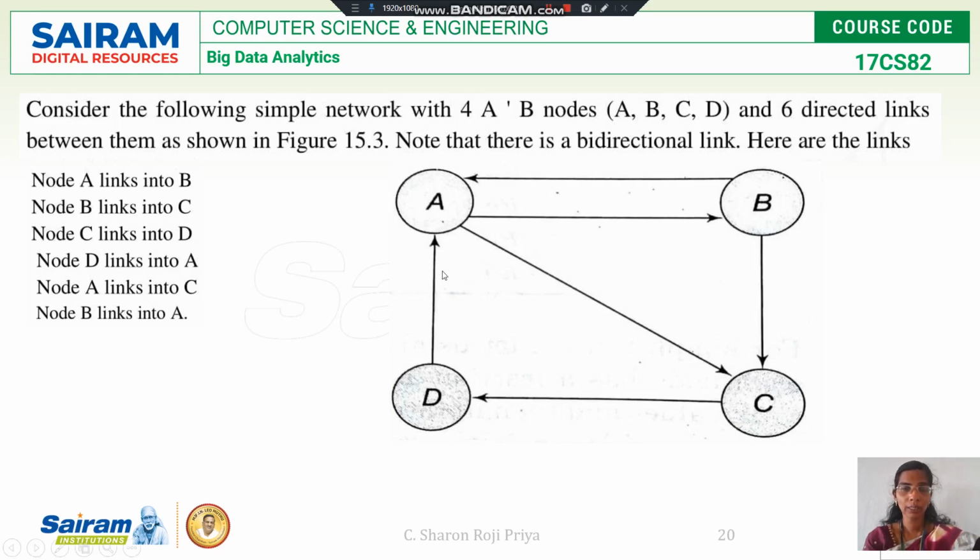In our network, we are given 4 nodes A, B, C and D, and each node has a few incoming and a few outgoing edges. If you take node A, it has outgoing edges to B and C, and it has incoming edges from B and D. Similarly, the other nodes have their own incoming and outgoing edges. Now, what is our aim? Our aim is to compute which node has the highest rank in the given network.